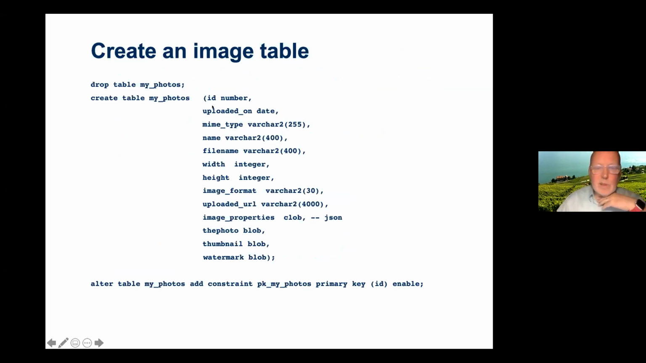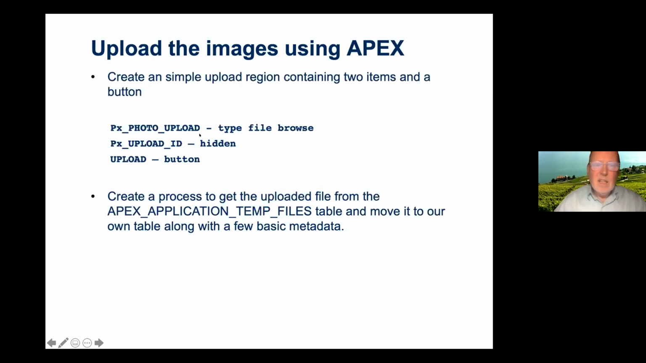First of all, I created a table which contains various metadata I wanted about the photos, plus 3 columns, one for each of the different sizes. Please don't judge my data modeling skills on this table. I've done this for simplicity, I'm not in any way saying this is the right way to do this for a production system. So we created a little region that had a browse for uploading the photo, had an ID that was hidden, and a button. Now, in Apex, when you upload any type of file, it gets copied into a table called Apex Application Temp Files. So we immediately move it out of that table into our own table and add a few data on the way.